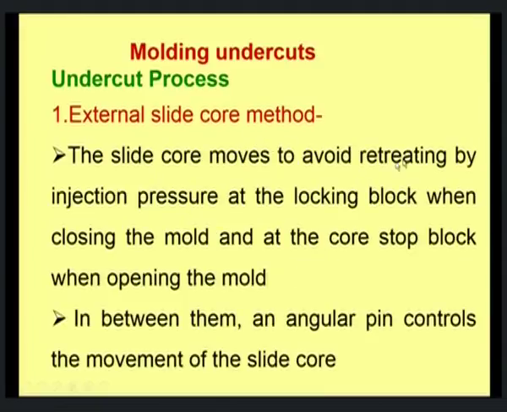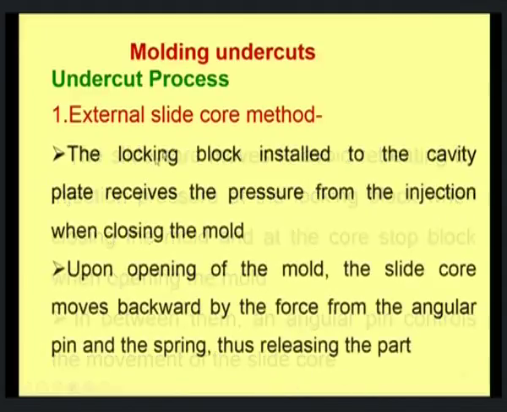The slide core moves to avoid retreating by injection pressure at the locking block. So, the locking block would prevent the retreat of the slide core when it is subjected to high injection pressure when closing the mold, and the core stop block does so when opening the mold. The locking block and the core stop block function depends on whether the mold is closed or opened. In between them, an angular pin will actually control the movement of this slide core.